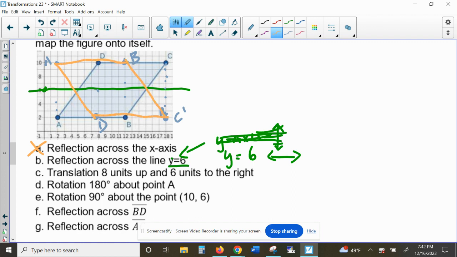Did that land right on top of the other one? No, my orange one is not right on top of my blue one. So this one is not going to work either. Nope. Okay, let's think about a translation.